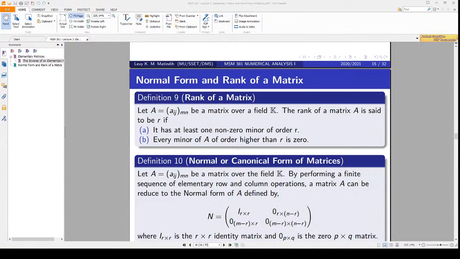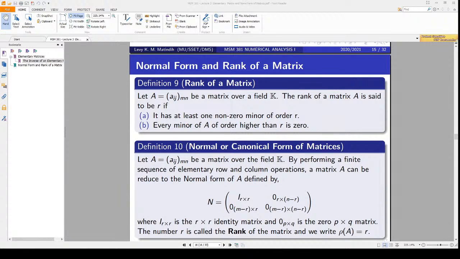Okay, from the beginning we've been talking about the elementary matrices and some of their properties. What we are going to do next is look at the normal form of a matrix, the normal or canonical form. We have different types of forms of matrices. We looked at different types of matrices in lecture number 1. Then from there, we looked at the reduced echelon form. We also looked at the echelon form of a matrix.